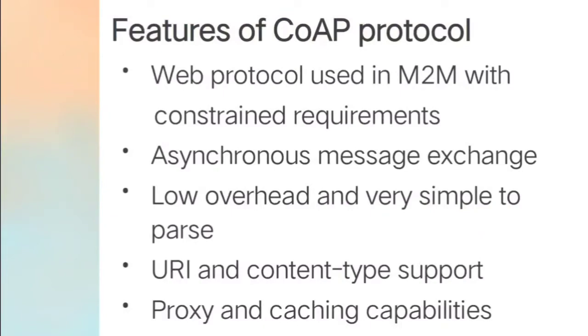Features of CoAP protocol. It is a web protocol used in machine-to-machine applications with constrained requirements, and asynchronous message exchange is supported by this protocol, with low overhead and very simple parsing. Coding and encoding are very simple. URI and content type support is possible, and proxy, it can access a gateway between the endpoints, and the caching capabilities, that means the temporary storage capabilities, are very interesting in CoAP protocol.